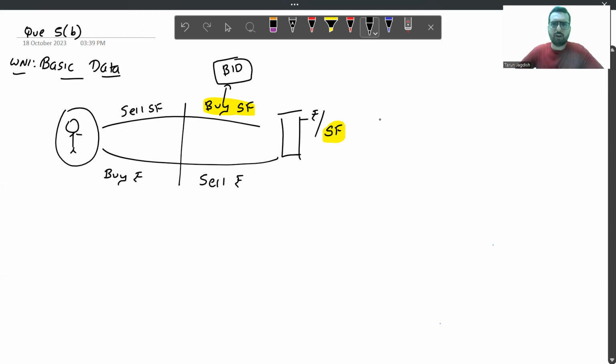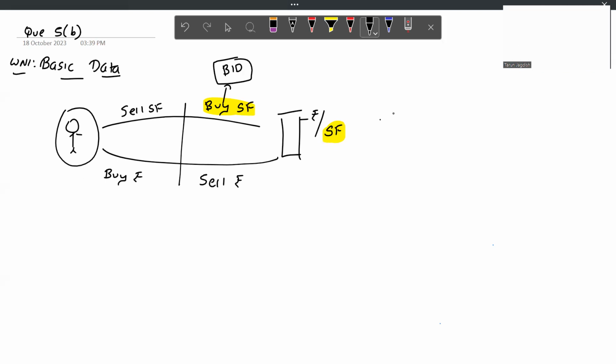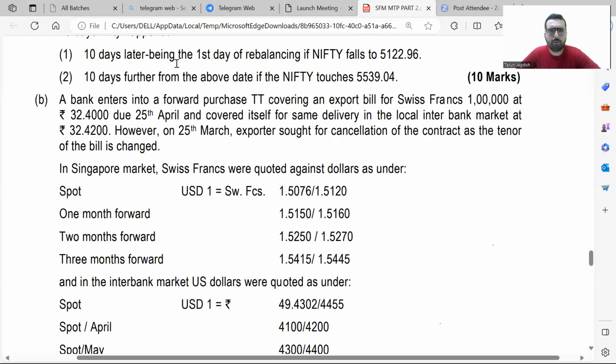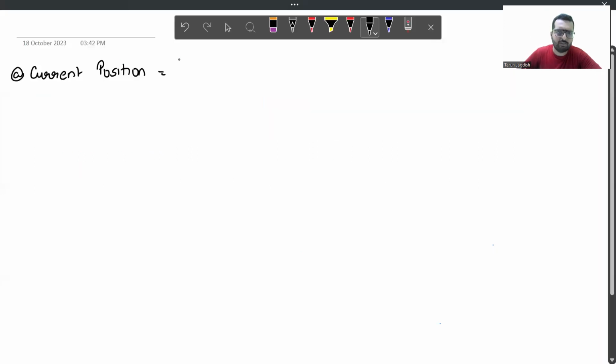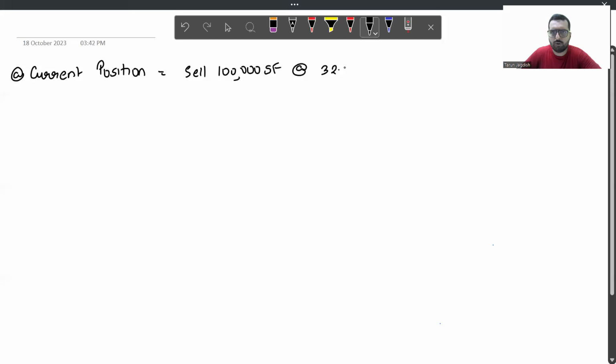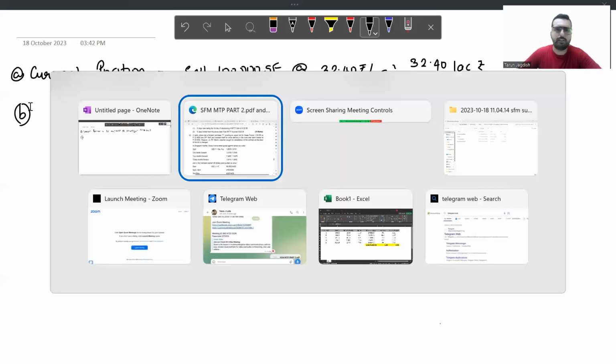Arjun, no, this is just a beginning. You haven't missed anything. So I think you're all done with this part. Can I go to the next one? Okay. So now I'll just stick to the basic data. Point number A, I will write down the current position. If the bank is entering into a forward contract, from a customer point of view, what has he done? He has sold 1 lakh Swiss franc at the rate of 32.40 rupee per Swiss franc. So do you get the answer as 32.40 lakh rupees? This is the current position.